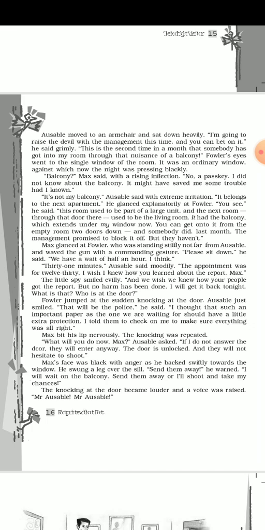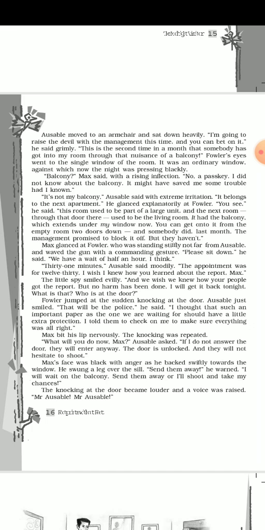The manager of this hotel. So their management is very poor and I am going to fight with these people. This he says while sitting in his chair. So what next? "This is the second time in a month that somebody has got into my room through that nuisance of a balcony." Fowler's eyes went to the single window of the room.